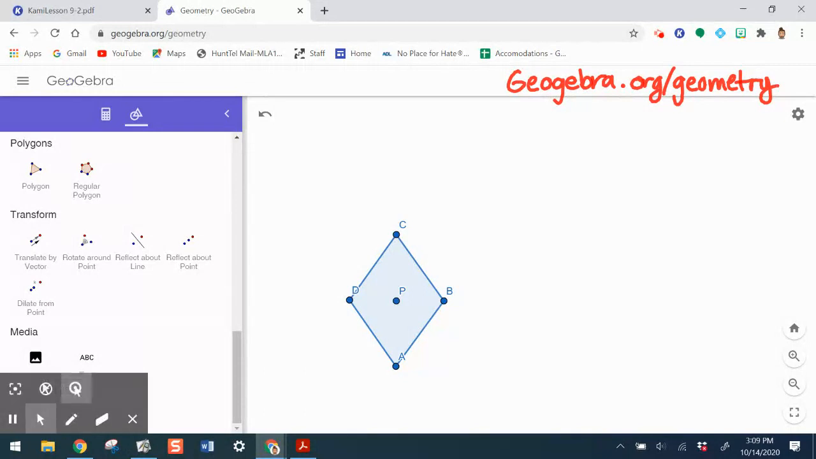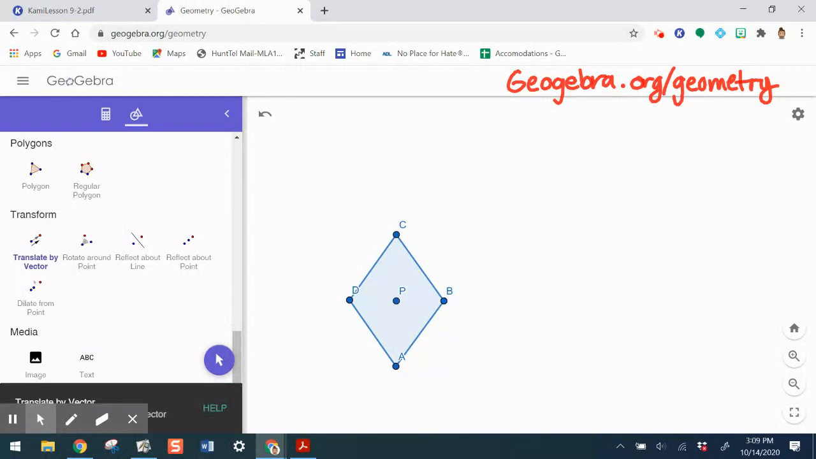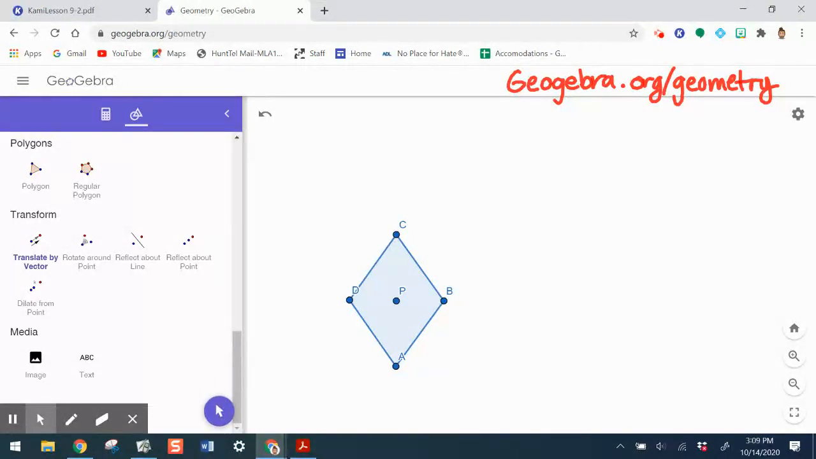So they tell us to translate this rhombus using the directed line segment AB. So if you're in GeoGebra and you've already created your rhombus, you're going to choose translate by vector. I used that word a second ago, translate by vector. That's our directed line segment. So the directions tell me to select the figure and then select the directed line segment or the vector. So if the directed line segment is line segment AB, I'm first going to select A, and then I'm going to select B and watch what happens.